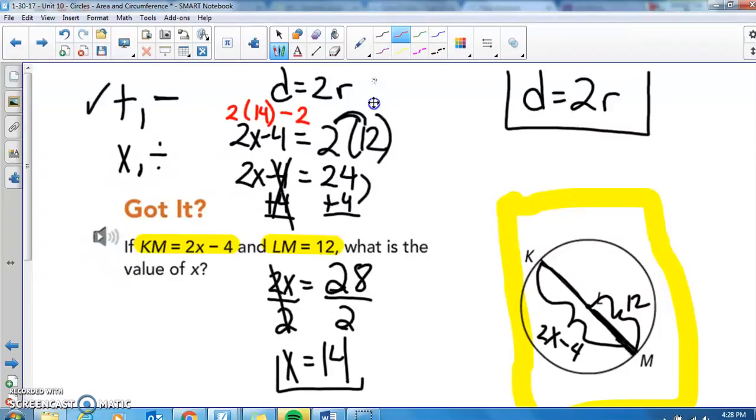2 times 14 is 28. 28 minus 2 gives you, oh, I'm sorry, that's a 4 right there. I fixed that. All right, 28 minus 4 is 24. 2 times 12 over here is 24. So these two values are the same, which proves to us that 14 is the correct answer.